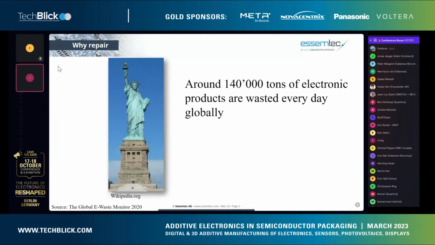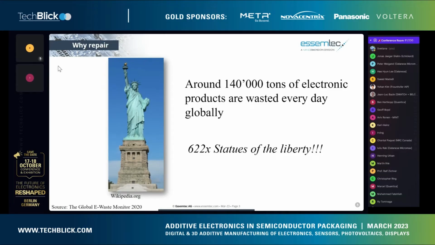Next slide, please. Just to give you a perspective, 140,000 tons of electronics every day would represent about the weight of 622 Statues of Liberty. And if you do the math with the current number of people on this earth, this is about 8 kilos per person. Of course, this includes all the military equipment, or the computers that we have, or the smartwatches, or the smart lighting. All the stuff that we are using is about 8 kilos per person per year. And this is a lot of electronic waste. We need to somehow find a way to reduce this and to repair and reuse this electronic waste.